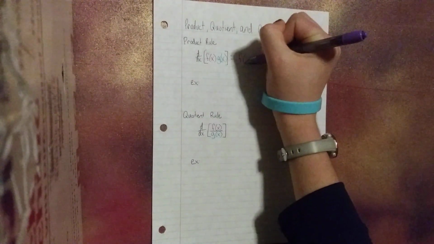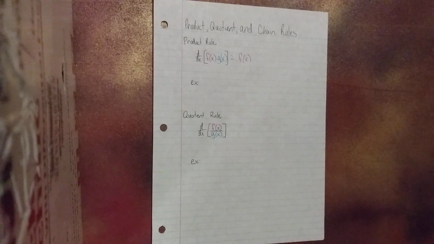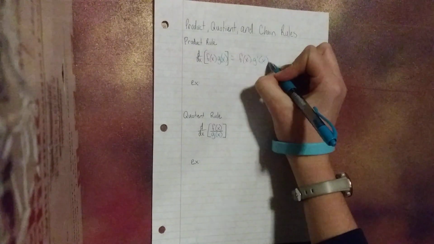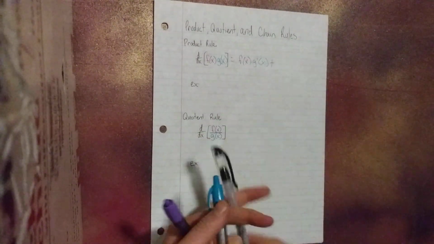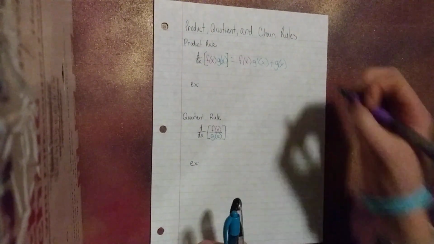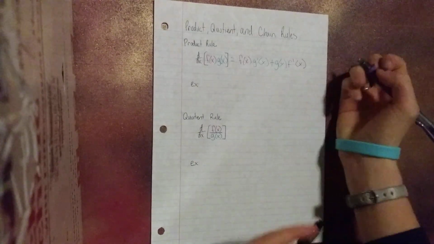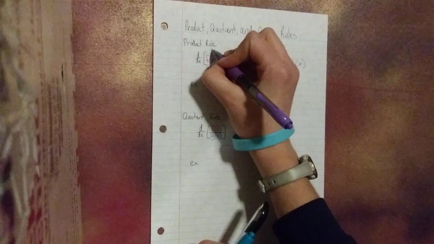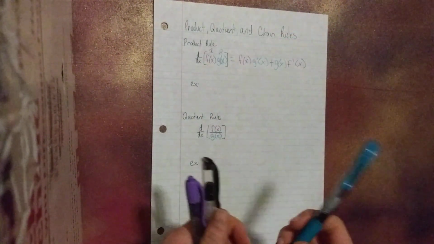f of x times the derivative of g of x, and then plus g of x times the derivative of f of x. And this can also be looked at in terms of 1 and 2. So we have 1, which is f of x, and our 2 will be g of x.